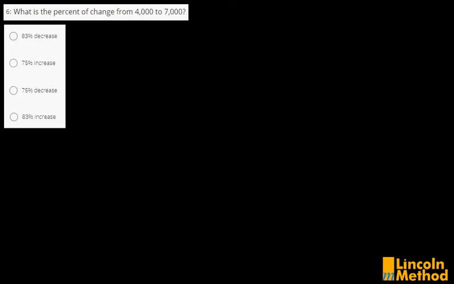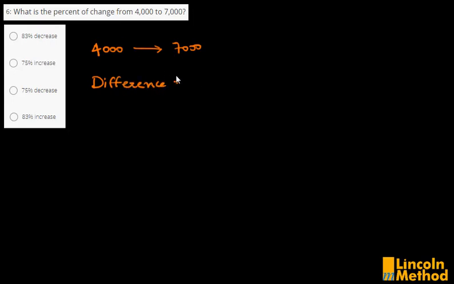What is the percent of change from 4,000 to 7,000? So the numbering went from 4,000 all the way up to 7,000. And as it can clearly be seen, there is an increase. So let's see by how much did this number increase.